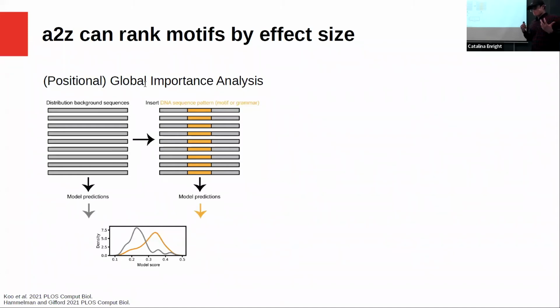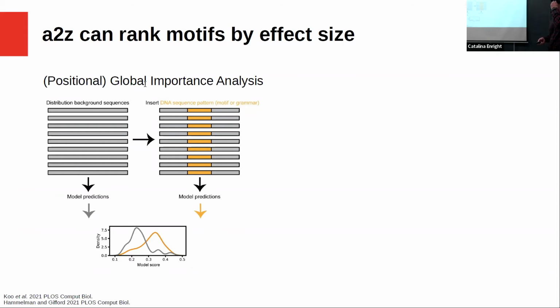Another thing I want to look at is how large the effect size is of a certain transcription factor. The way I can do this is by using a method called global importance analysis. The way that works is I'll sample a bunch of random background sequences. In my case, I did 1,000. And I use the base pair frequencies in accessible regions across the genome to sample these.